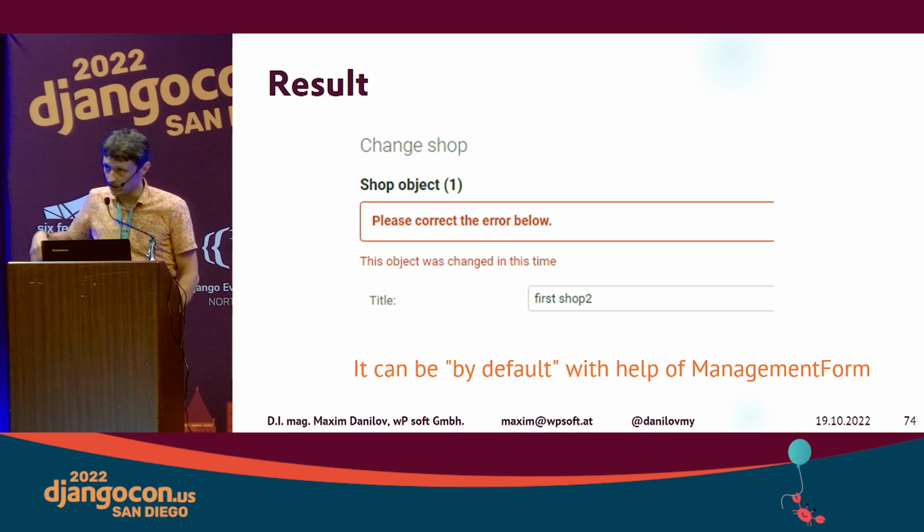Of course, for a normal project, we should do a little bit more, but right now it is only an example of how we can use versioning, which already exists in Django. And yeah, we can use many things from Django which already exist.